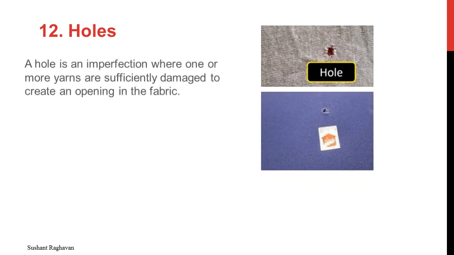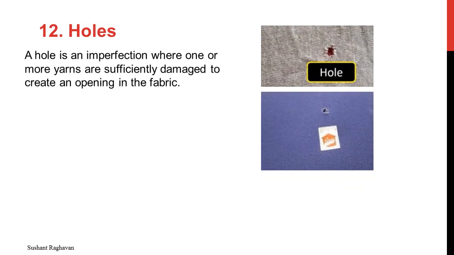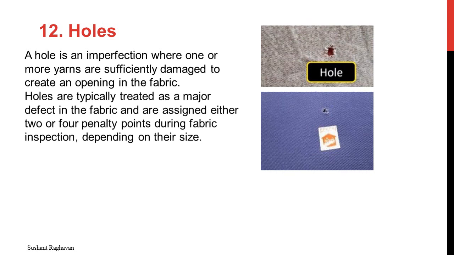Holes. A hole is an imperfection where one or more yarns are sufficiently damaged to create an opening in the fabric. Holes are typically treated as a major defect in the fabric and are assigned either 2 or 4 penalty points during fabric inspection depending on their size.